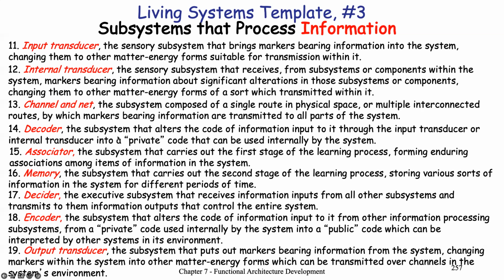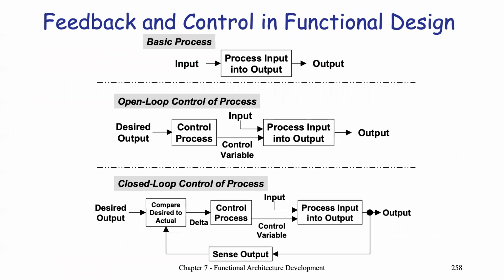So a little bit lengthy there, but we're seeing another example of a template that we could be using for creating a functional architecture. We talked about it earlier that there needs to be feedback and control in a functional design. And so we're doing things at a block level. Here is a basic process, an input and an output, and you have a black box. You can have an open loop control of a process. And so you have what is the desired output. You have the control process that helps you to ensure that you get that. So that would be one possibility.